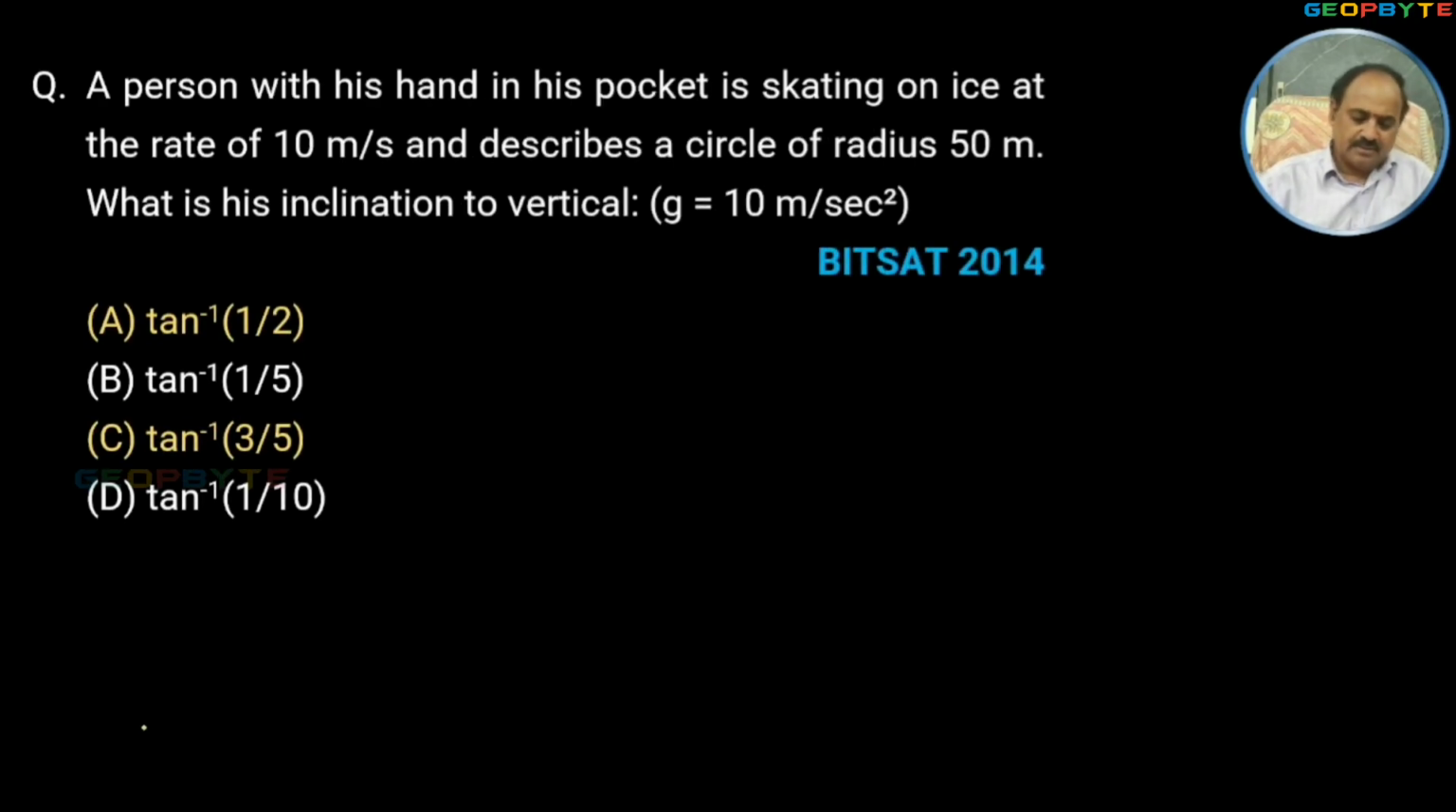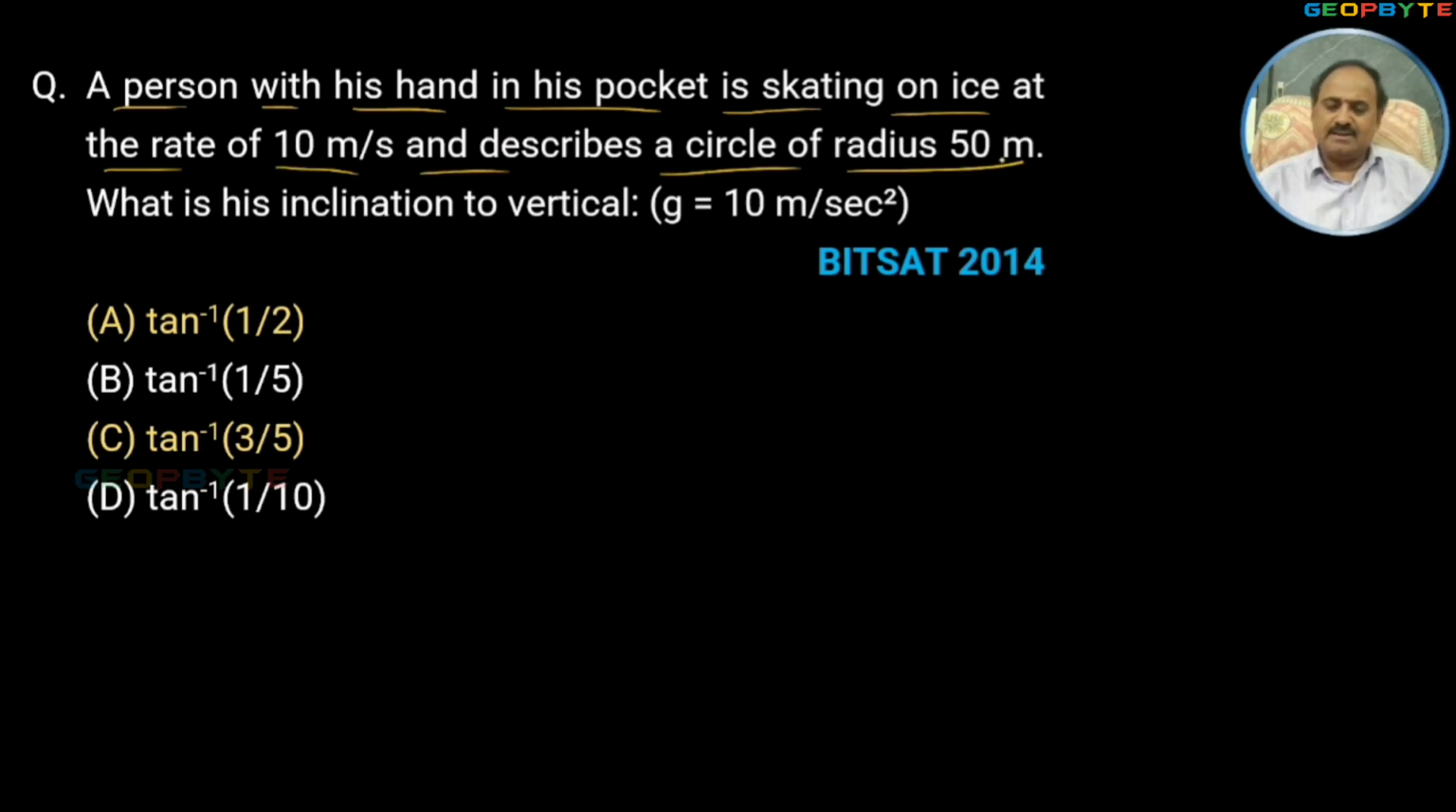Look at this problem. A person with his hand in his pocket is skating on ice at the rate of 10 meter per second and describes a circle of radius 50 meters. That means the person is skating on an ice block in the form of a circle, right? While he is skating on the ice, the frictional forces can be ignored. What is his inclination to the vertical?